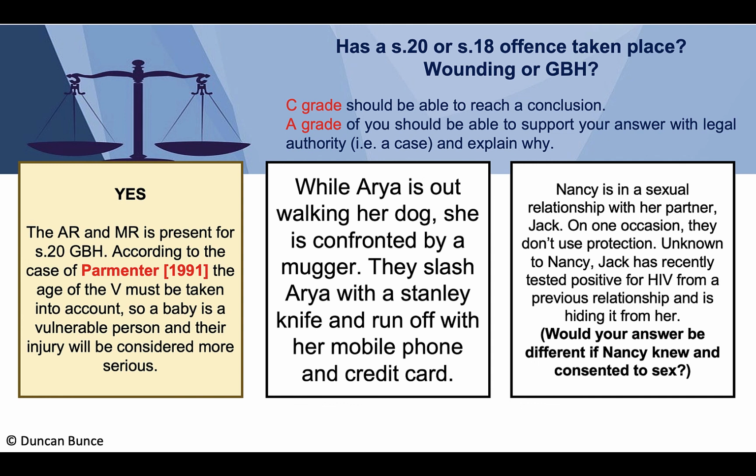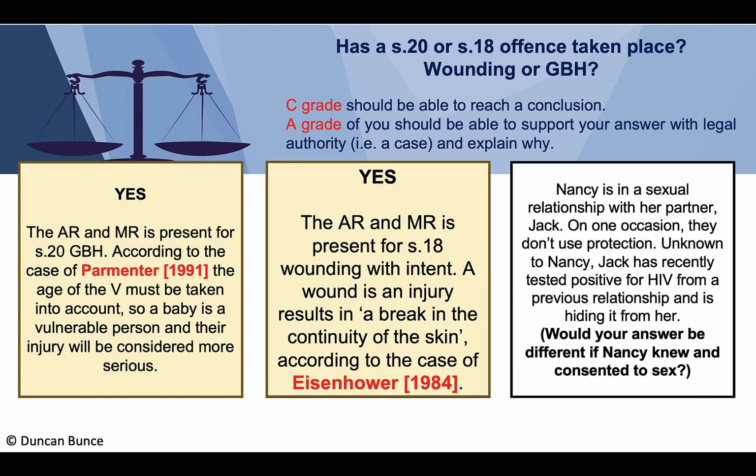Has that been done intentionally or recklessly to cause some harm, or is there a specific intent to cause GBH? Remember, of course, certainly for the CPS and prosecution, it's always going to be easier to prove section 20 than section 18 because of that specific intent part of the mens rea. So I think for Aria, we can say there may be an argument for section 18 there, wounding with intent. The intent, therefore, is to cause a serious harm in order to steal. There is a break in the continuity of the skin, so there is a wound there, in other words. But if you went section 20, I don't think you would be wrong either.